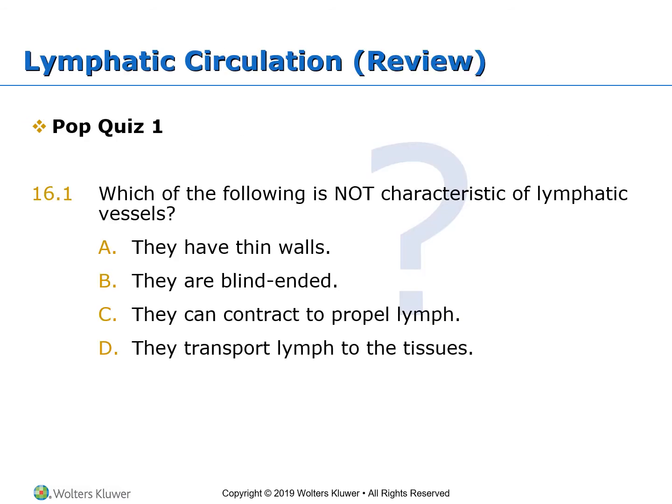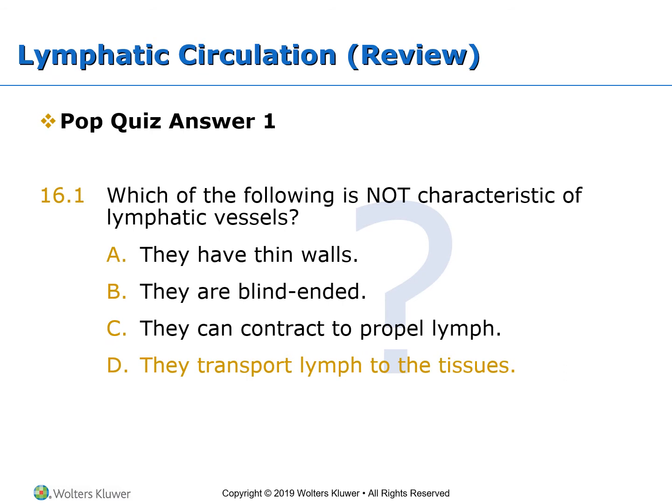Question number 1. Which of the following is not characteristic of lymphatic vessels? The options are A, they have thin walls, B, they are blind-ended, C, they can contract to propel lymph, or D, they transport lymph to the tissues. And the answer is D. The one statement that is not a characteristic of the lymphatic vessels is that they transport lymph to the tissues. The transportation of lymph is away from the tissues towards the heart.